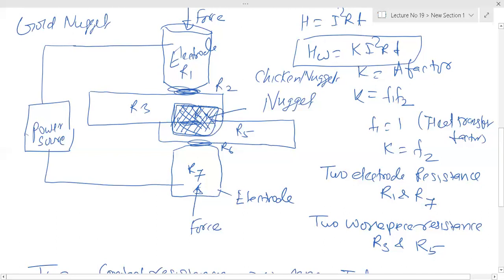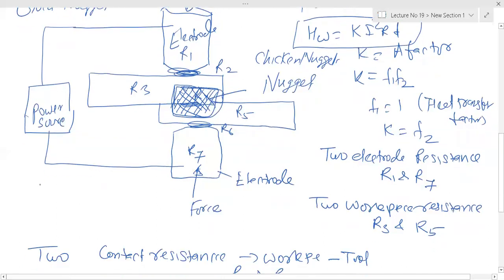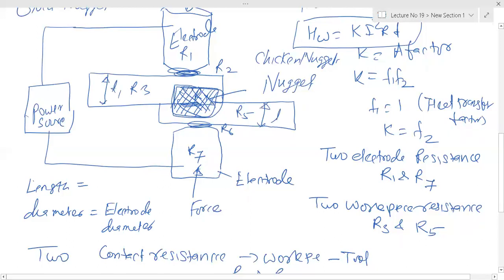So this nugget's diameter and length are important. Generally, if it is not mentioned, the diameter is equal to the electrode diameter, and the length, if it is not mentioned, will be this thickness and this thickness, the two workpiece thicknesses. Suppose they are T1 and T2, so the length of the nugget will be T1 plus T2.